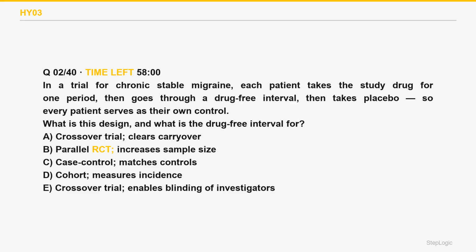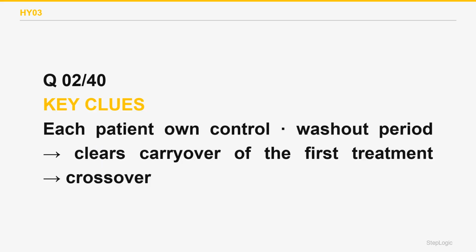What is this design, and what is the drug-free interval for? In a trial for chronic stable migraine, each patient takes the study drug for one period, then goes to a drug-free interval, then takes placebo, so every patient serves as their own control. Read the command, name the design, and the reason for the drug-free interval. Each patient is their own control, and the gap clears leftover drug effect.